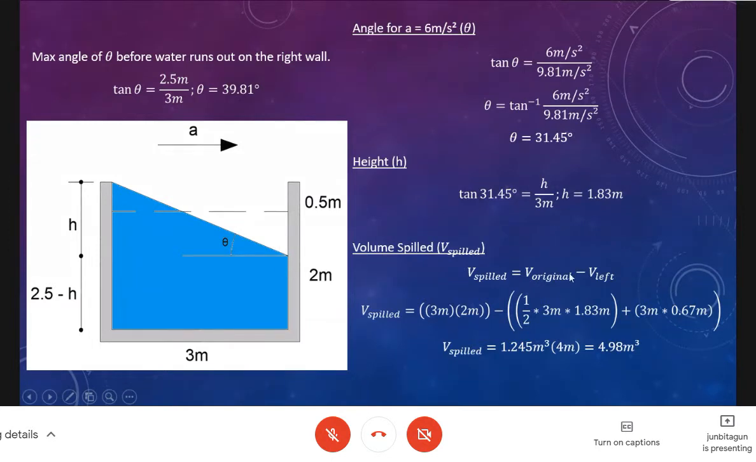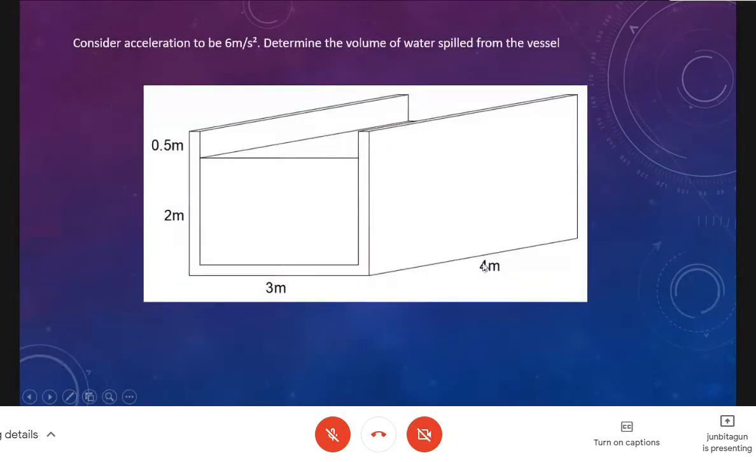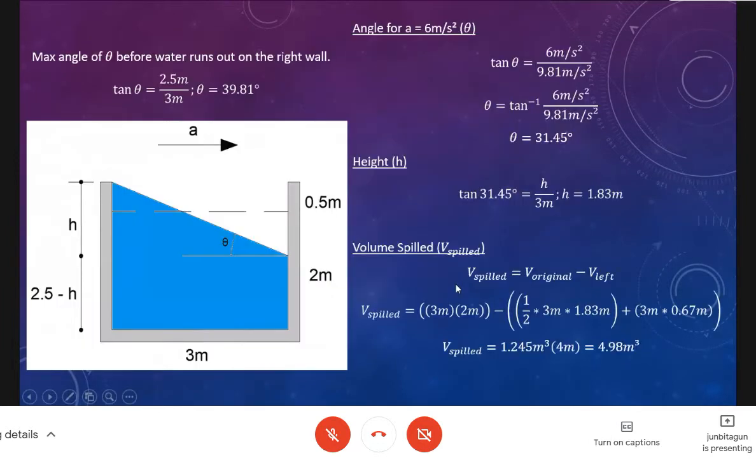Okay, so now we can get the area, in this case, 1.245 cubic meters. Multiplying it with the width or length, it doesn't matter, times 4, then the volume that was spilled was nearly 5 cubic meters, or specifically it's 4.98 cubic meters.